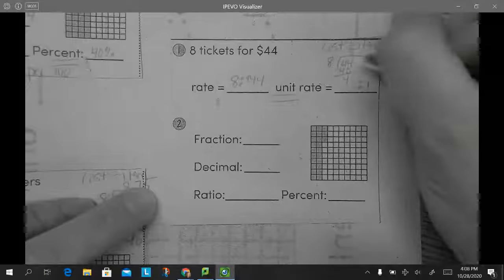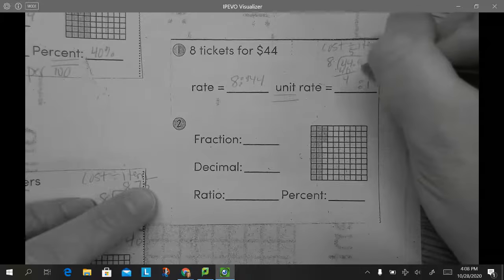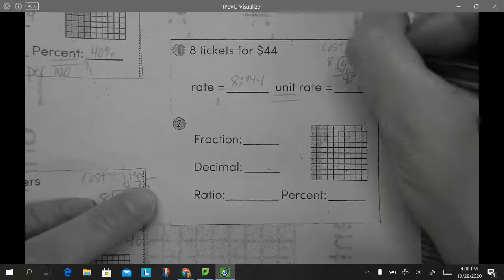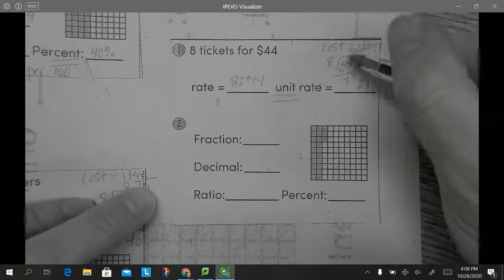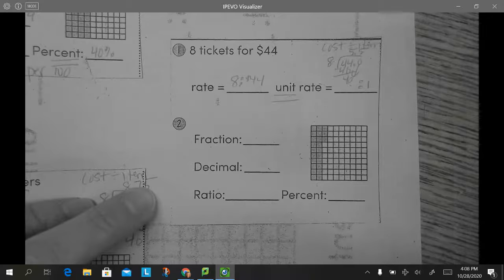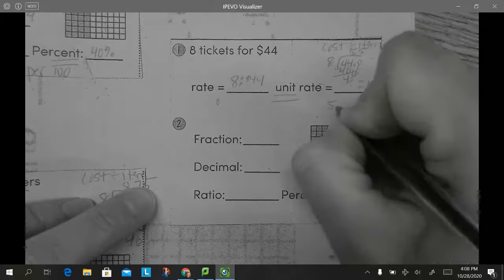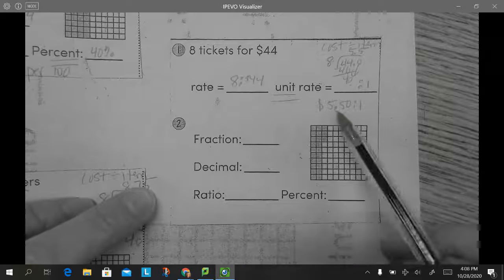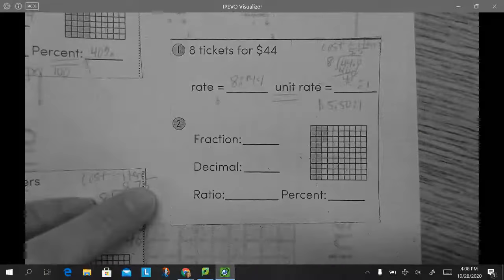Subtract, you have 4. Well, there's a decimal. This is no problem. We just add a 0. 8 goes into 40 5 times. 5 times 8 is 40, and we're done. So it's $5.50 to 1. So $5.50 for 1 ticket.